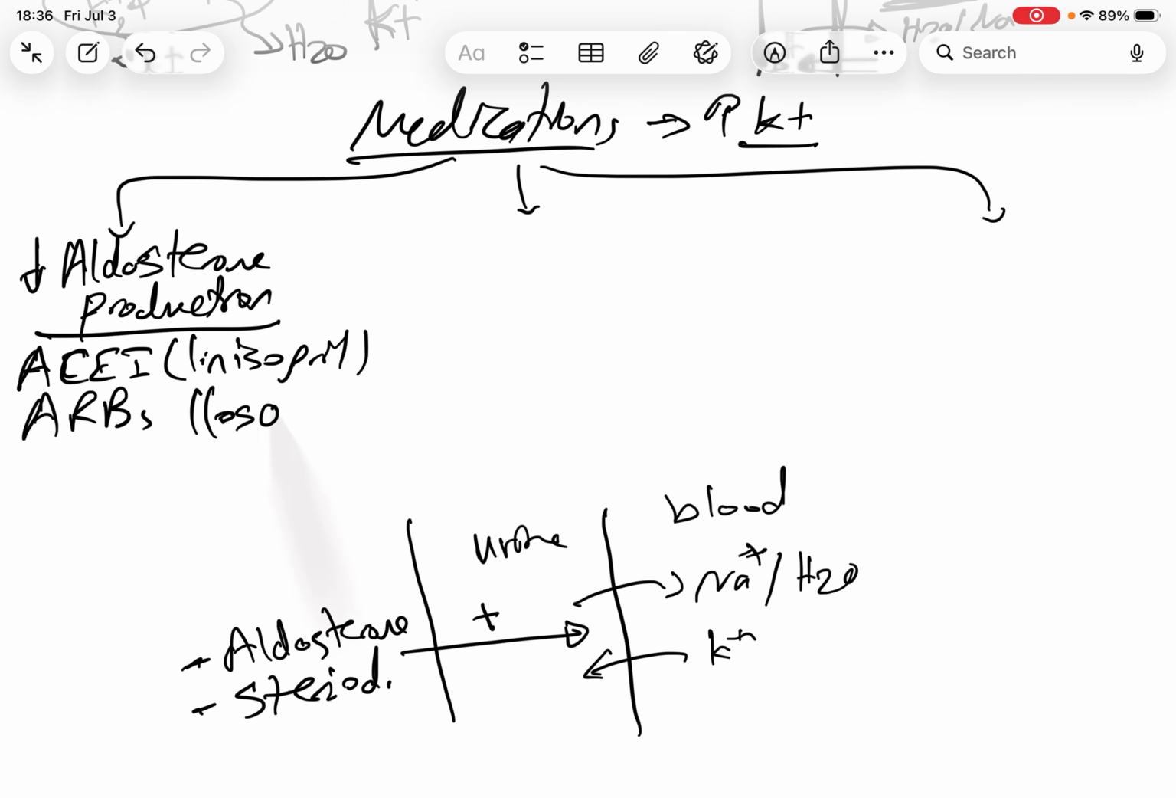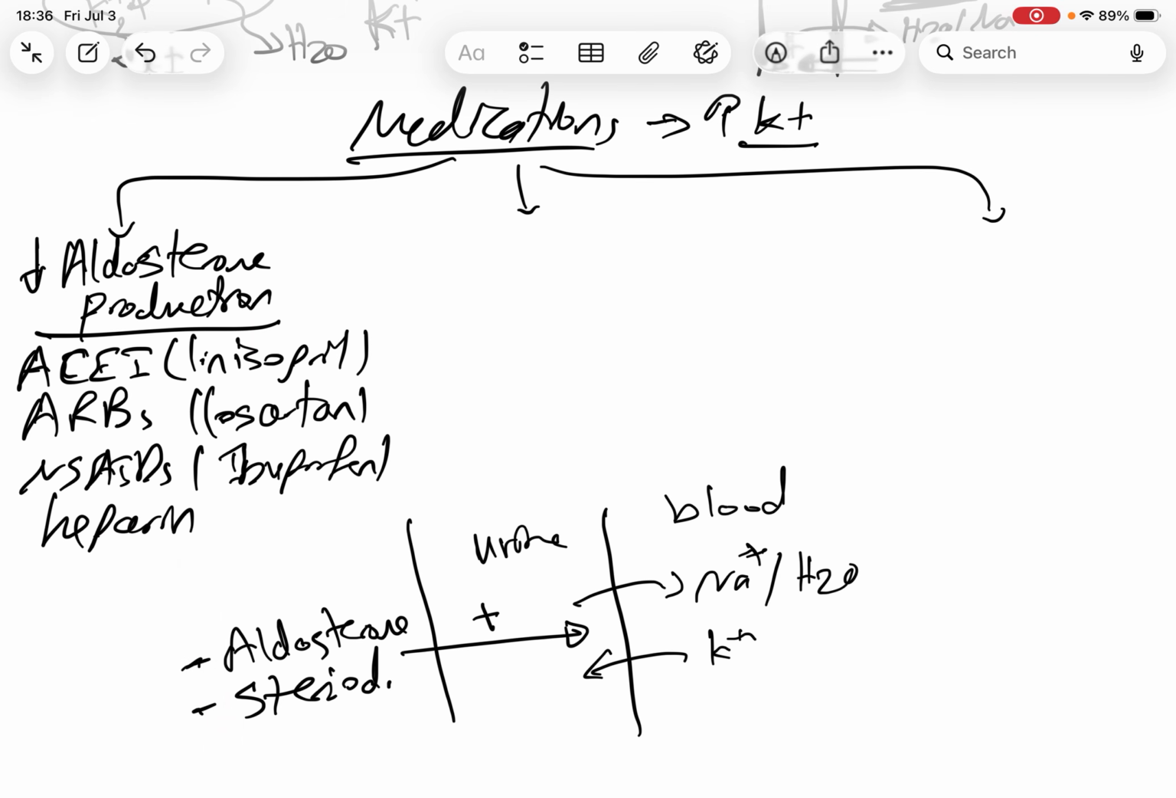such as losartan, or NSAIDs, such as ibuprofen, or heparin. All of these medications decrease aldosterone production and may induce hyperkalemia, because if there is a decrease in aldosterone or steroid, this will affect potassium excretion in the urine, and the potassium in the blood will be high.